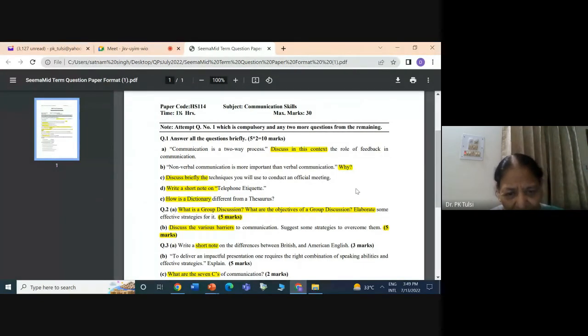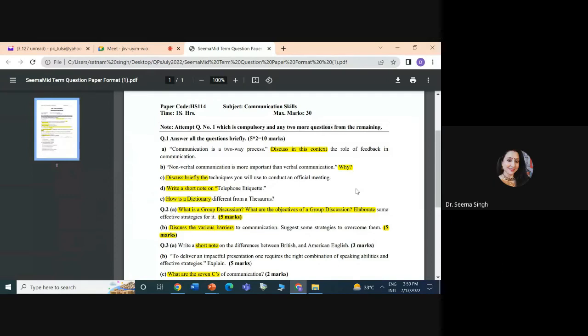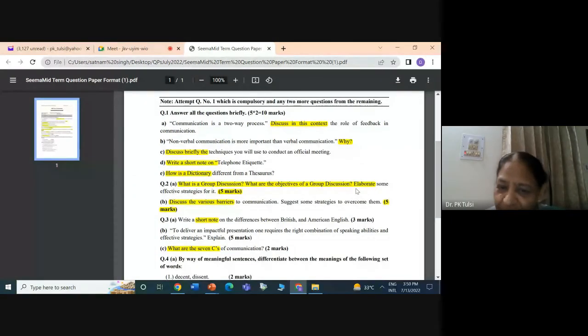Okay, fine. Modify. How is a dictionary different from a thesaurus? Simply put it: differentiate between a dictionary and a thesaurus. Or state any two major differences between a dictionary and a thesaurus. Right. Then what is a group discussion? What are the objectives? Elaborate effective strategies. Total 5 marks. First, the question is 'what', which should not be used.